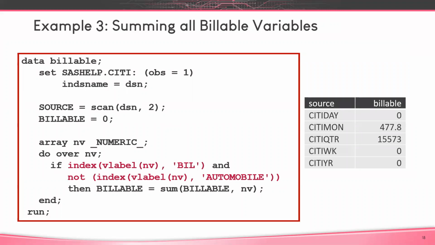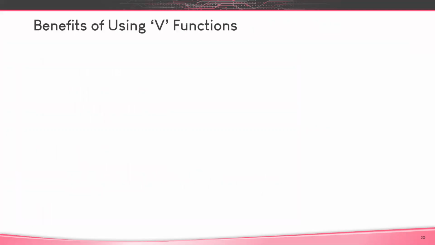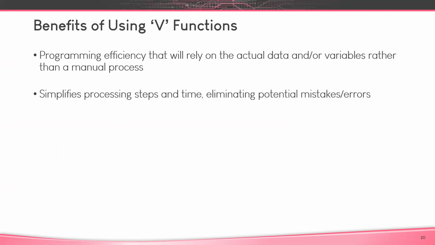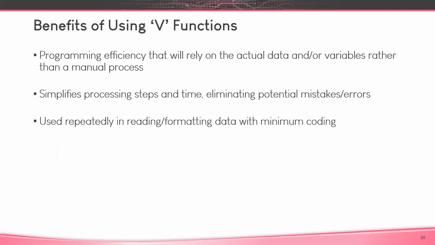I had a source variable that indicated what source the data was coming from. And the first record, this was the values of all of the billable variables summed. In conclusion, the V functions can help remove the manual process. It makes it more data dependent versus user dependent. It helps eliminate the potential mistakes by relying on that variable information for input versus the user input. And it can help with the minimizing of coding for repetitive tasks.